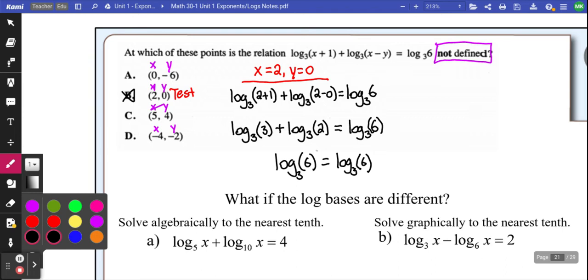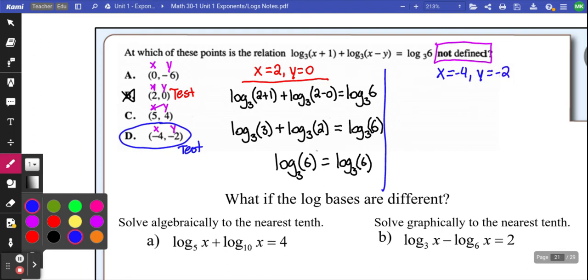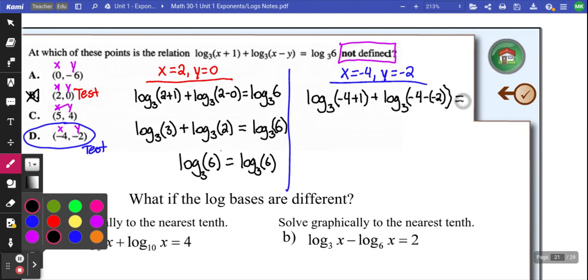Now test one that doesn't work, where it's not defined and it actually is not going to work out at all for us, would be D. Let's test D. That's x equals negative 4, y equals negative 2. If you test that, you're going to get log base 3 of negative 4 plus 1, plus log base 3 of negative 4 minus negative 2. And that's supposed to equal log base 3 of 6.